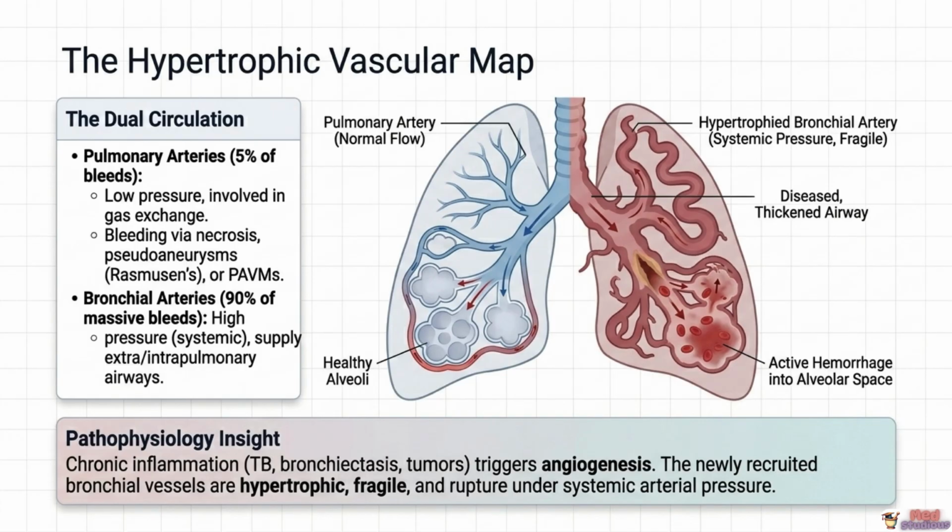The bronchial arteries, in stark contrast, originate directly from the aorta and operate at full systemic arterial pressure. Chronic inflammation from tuberculosis, bronchiectasis, or lung tumors triggers pathological angiogenesis, recruiting new bronchial vessels that are hypertrophic, tortuous, and structurally fragile. These vessels rupture under systemic pressure and account for 90% of massive hemoptysis cases. This is why treating the bronchial circulation is the cornerstone of hemoptysis management.